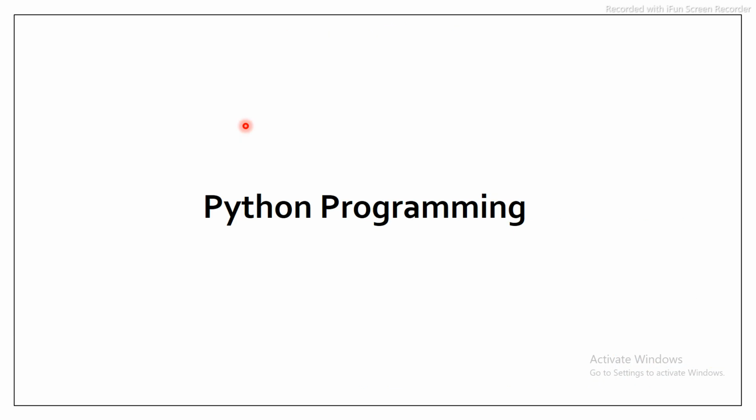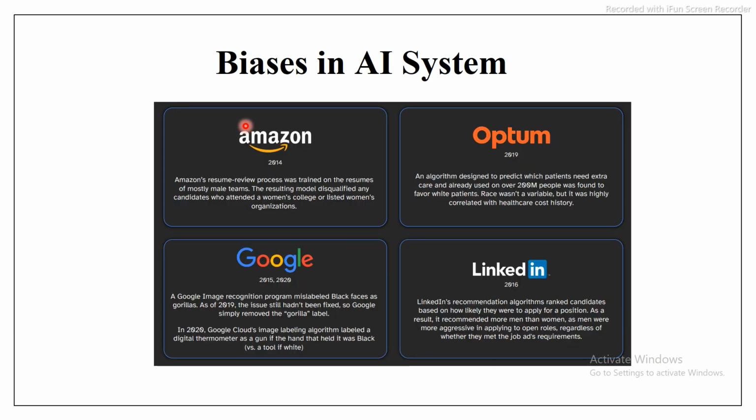Let's look at bias in AI systems. There are some cases, and you will see the different cases one by one. So in 2014, Amazon developed an AI system.